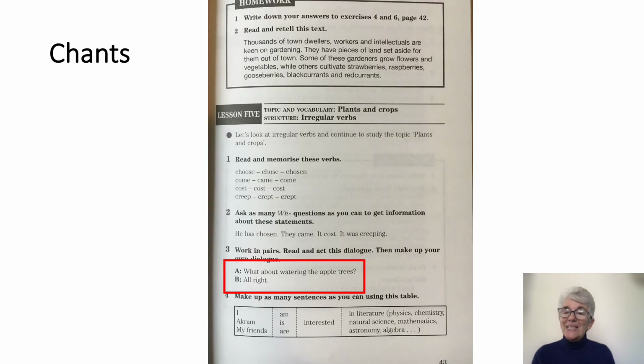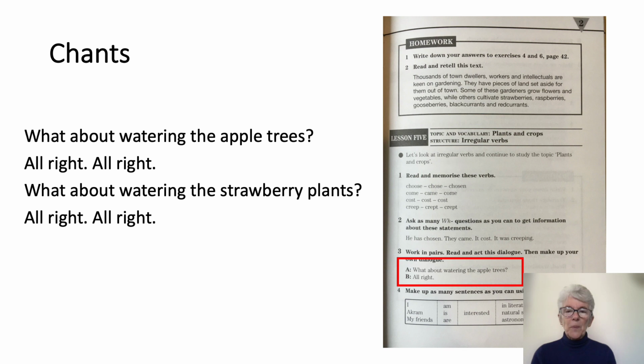The next activity is a chant. The textbook has a short dialogue, and the instructions are read, act, and make up your own. Low-level students are unlikely to do this by themselves, so I change it to a chant and do it as the whole class. I've extended the dialogue, emphasizing stress, rhythm, and snap.